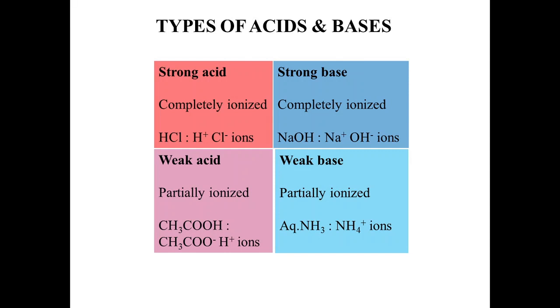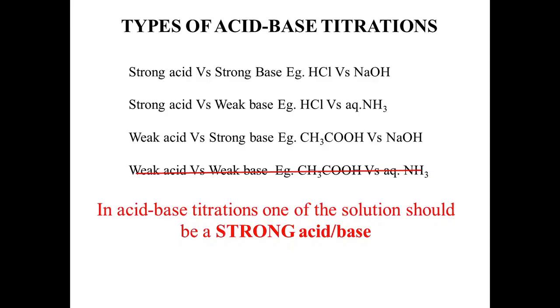So, with these basic definitions, we'll move on to what are the different types of acid-base titrations possible. Since you have four types of acids and bases, you have four possible combinations. You can have a strong acid, strong base titration, a strong acid, weak base titration, a weak acid, strong base titration, and a weak acid, weak base titration.